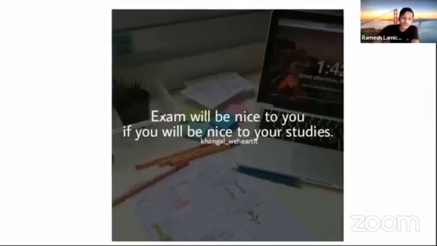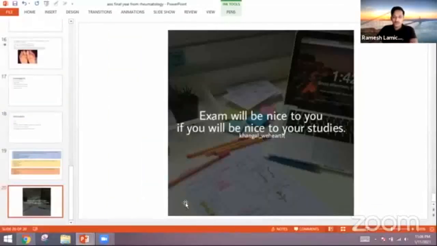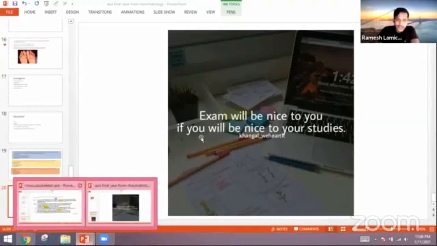So this is a quote: the exam will be nice to you if you are nice to your studies, right? This is the reality. If we don't prepare well, the exam will be difficult for us. So now we'll discuss the last topic today.